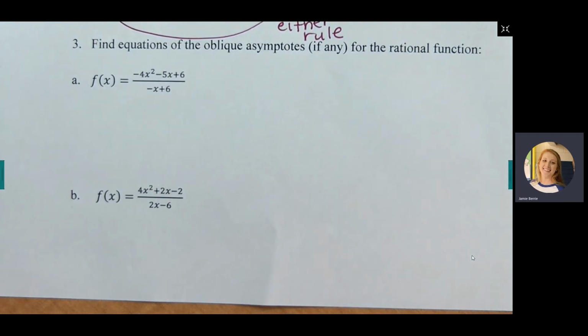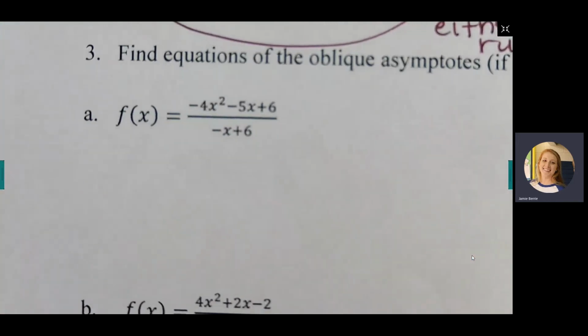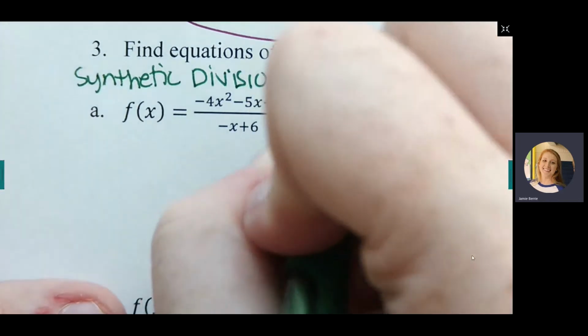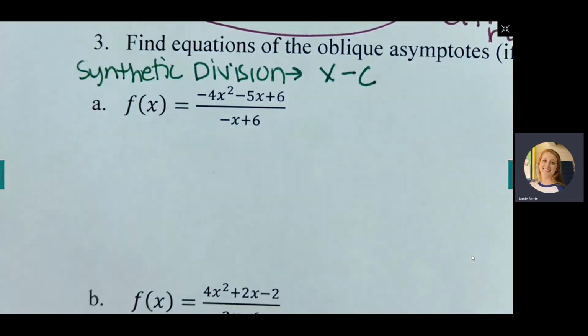All right, so let's zoom in and look at number 3, part A. Just one quick thing to remember about synthetic division: remember your divisor had to be in the form x minus c. Right, so just keep that in mind.